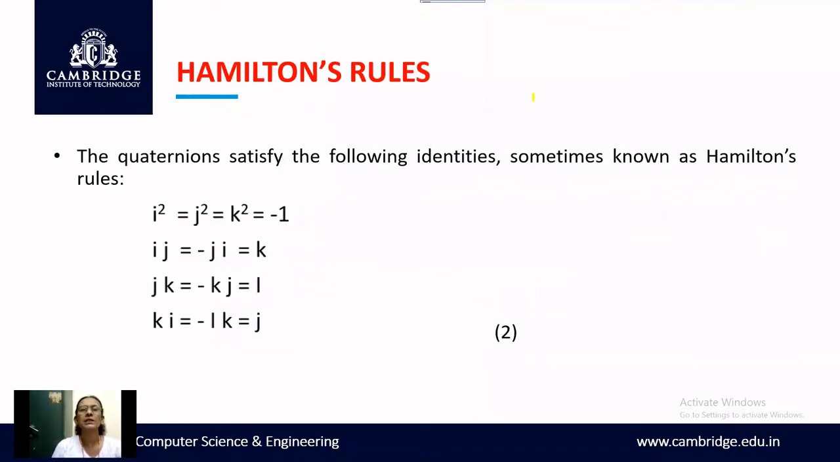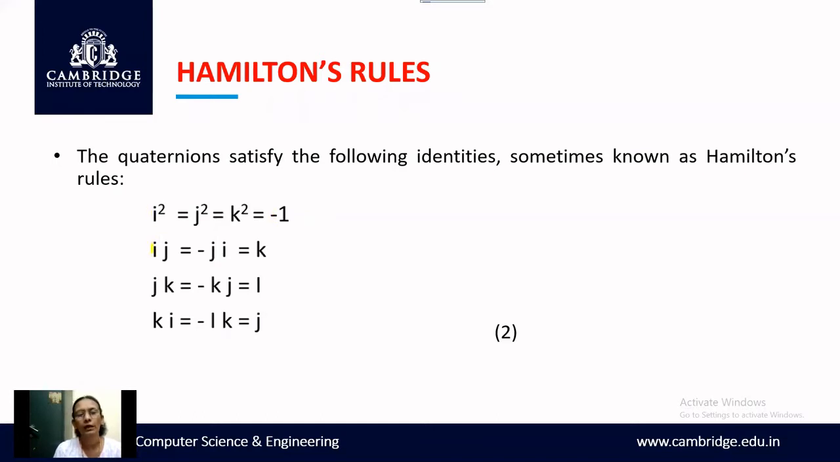Now, what are the properties that are satisfied by these quaternions? Quaternions satisfy the following identities. These are known as Hamilton's rules. i squared, the same as what we have seen with a complex number, i into i is -1. We defined i in complex numbers as i equal to root of -1. This is just an extension of the same thing. i squared equals j squared equals k squared equals -1.